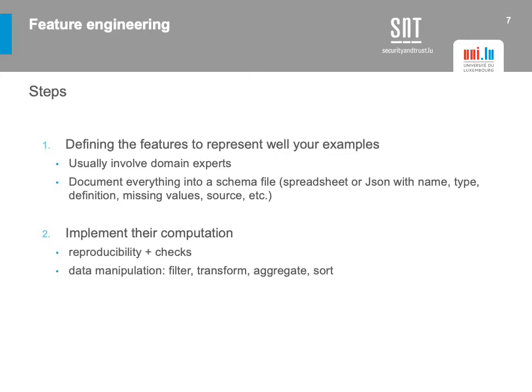The different steps of feature engineering: first, you need to define the features that represent your examples well. Usually you have to involve domain experts for that. For example, if you have a machine learning spam filter, you may want to ask some experts in spam what they think are characteristics of spam, things like that.